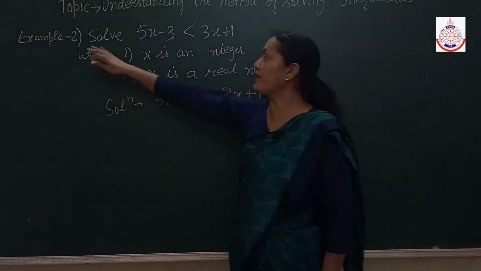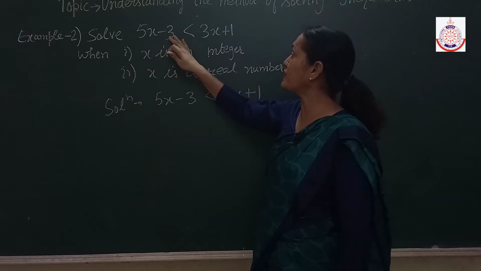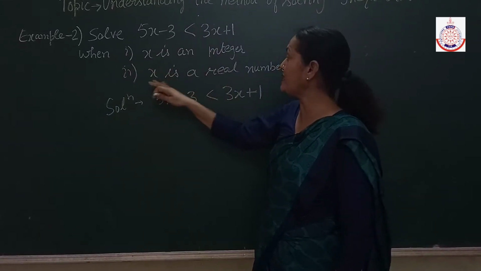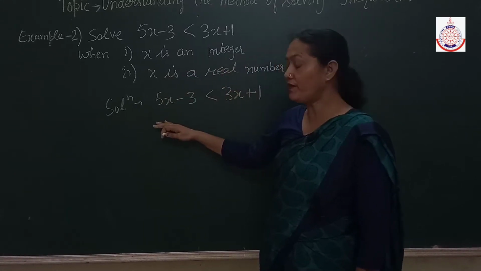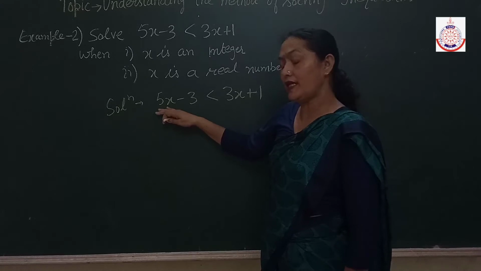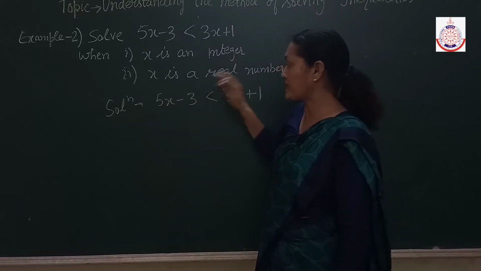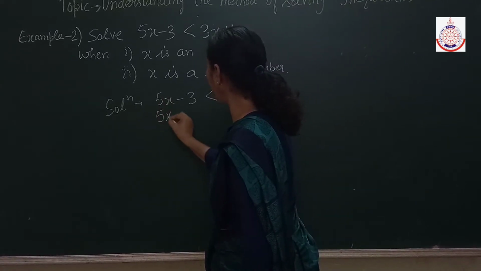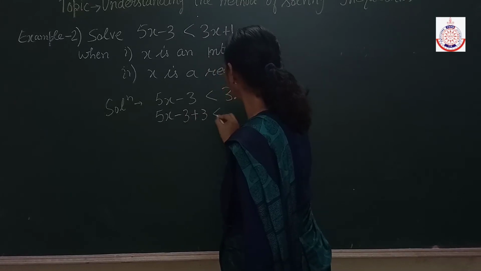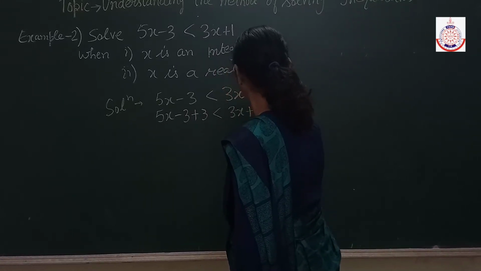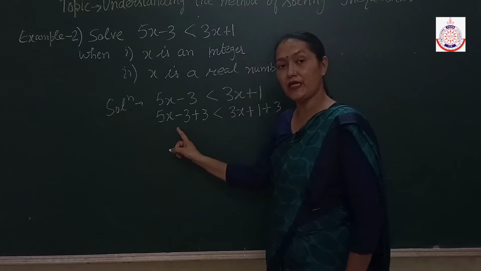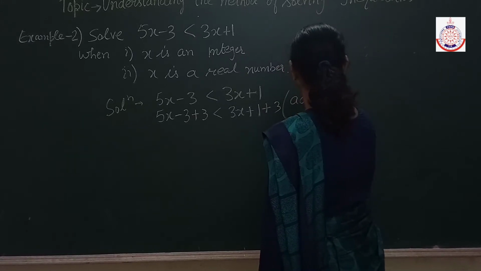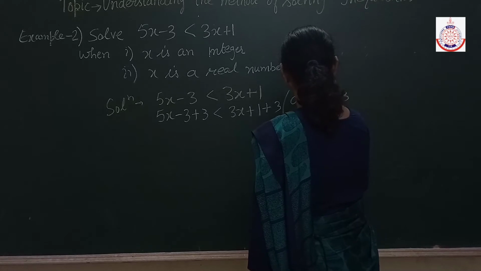In the next example, we have to solve the given inequality 5x minus 3 strictly less than 3x plus 1. First case when x is an integer and the second case when x is a real number. First of all, we will solve the inequality. In inequalities, we can't shift this 3 to this side. So what step can be done? You must have learned in the rules that we can add the same number on both sides. In order to remove this minus 3, we'll add plus 3 on both sides.